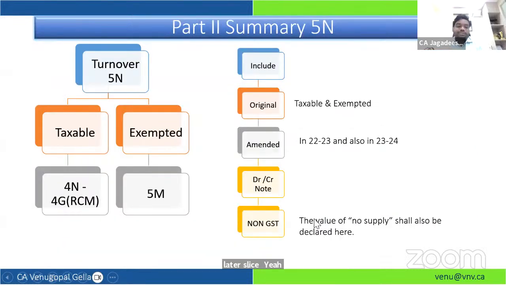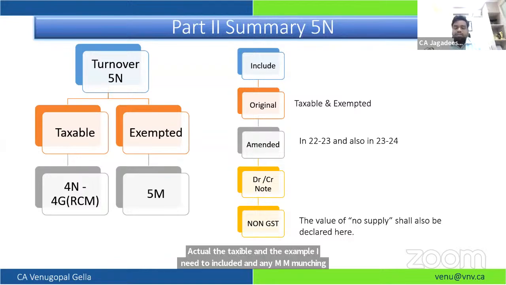To sum up, in table 5 and as I discussed, table 4G is not my turnover, it's my inward supply on which RCM is payable. So from table 4 I remove the RCM turnover and add 5M. So that's my net turnover. What all should be included in the turnover? Actual taxable and exempted supplies I need to include, and any amendments in 22-23 and also in 23-24, and also debit notes, credit notes, and also non-GST supply. All that needs to be added in table 4 and table 5.